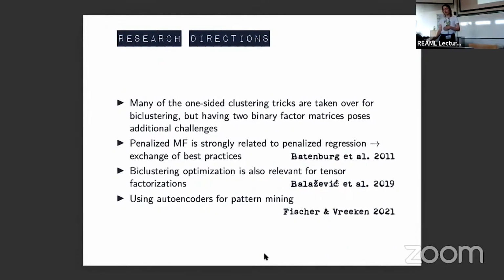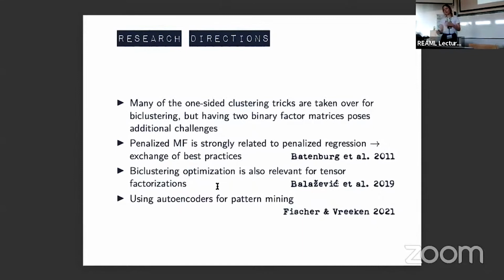Now, the research directions here would be that, first of all, many of the one-sided clustering tricks are taken over for biclustering, but having two binary factor matrices poses additional challenges. So this is just a thing to work with. Actually, biclustering is a bit more difficult to optimize. And penalized matrix factorization is also, again, strongly related to penalized regression. So if you're an expert in penalized regression or in regression solutions, it might be interesting to try this, also if it works for clustering and vice versa.